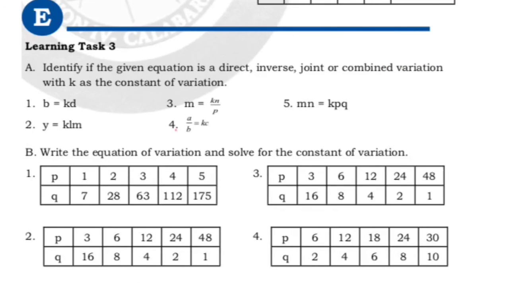Then learning task 3, identify if the given equation is a direct, inverse, joint, or combined variation with k as the constant of variation. So just apply what we have discussed a while ago. Letter B, write the equation of variation and solve for the constant of variation. So what you're going to do here is just apply what we have discussed a while ago.